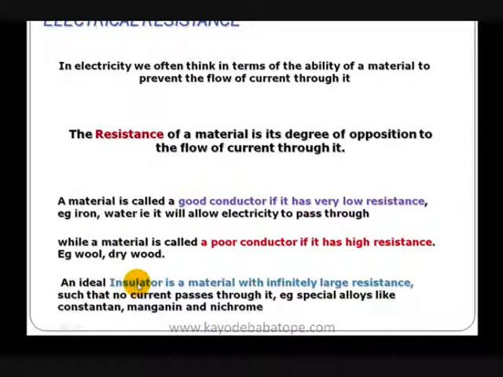An ideal insulator is a material with infinitely large resistance. Okay, so when a material has an infinitely large resistance to the flow of current, it is called an insulator. And in such a material, no current passes through. E.g., we have special alloys like constantan, manganin, and nichrome. These special alloys are good insulators because they have infinitely large ability to resist the flow of current through them.